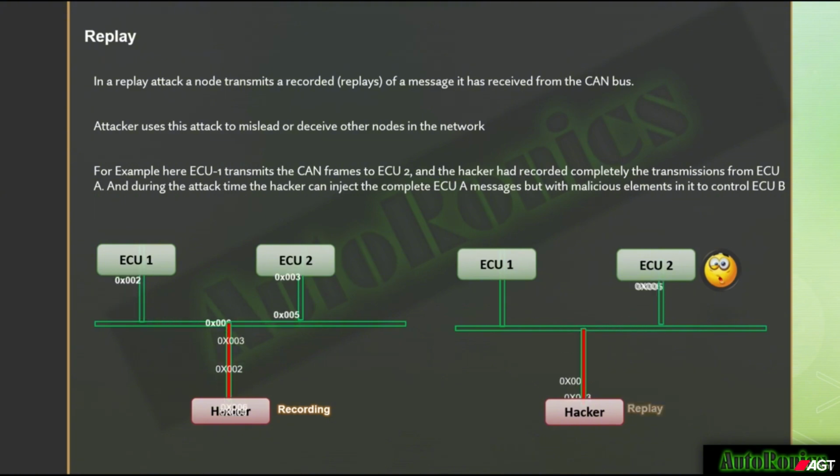So of all the attacks, replay is very simple: the hacker has to record the data and then he has to replay the data. Only the tool needs to be smart enough.